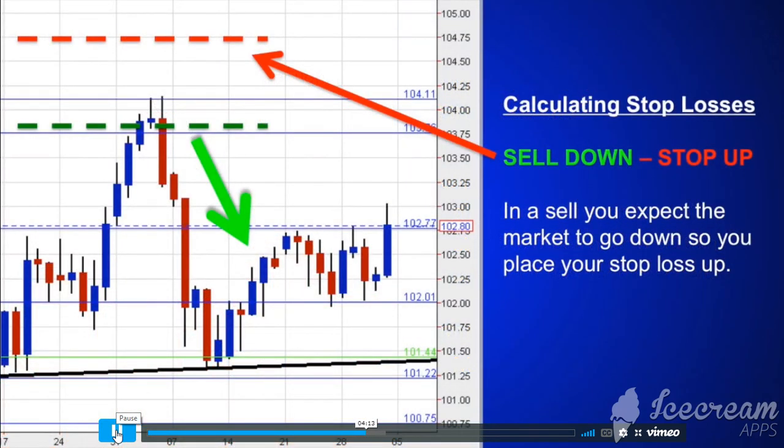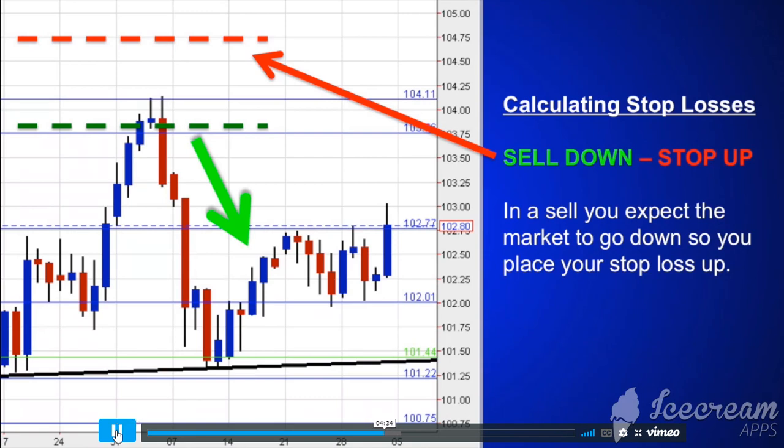So how do you calculate a stop loss? The same way you calculate pips. If you don't remember how to calculate pips or you don't know how to, please go back to the video that talks about how do you calculate pips. All right. So calculating stop loss, I'm not going to go into a lot of detail about how to do it because it really is calculating pips, but just know this.